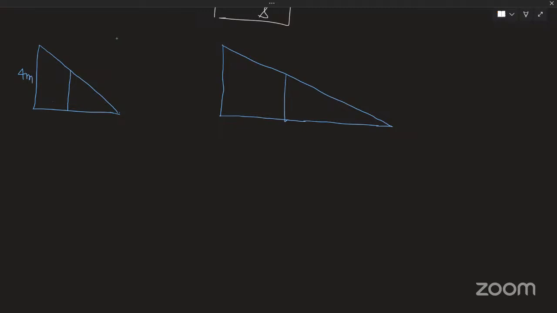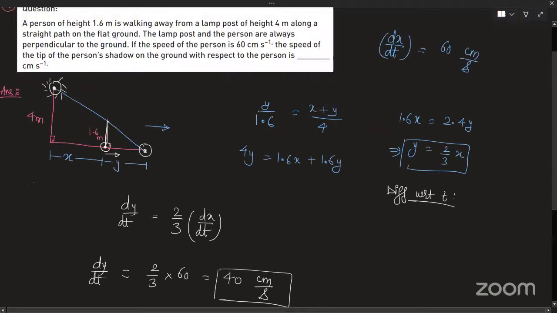It has grown longer, right? So the tip of the shadow has moved to the right. Obviously, if the person moves to the right, the tip of the shadow will also move to the right, right? Everyone? Yes, sir.